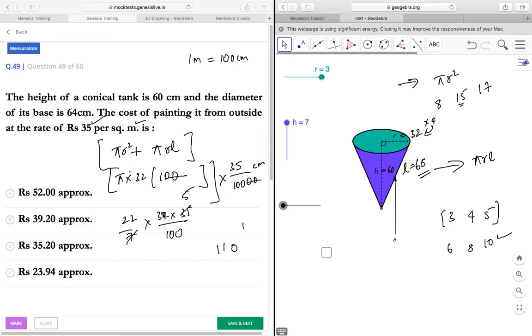110 into 32 is very simple. Whenever you have a multiplication with 11, you just have to write two numbers and in between add these two numbers. So it becomes 3520. 0 is from this 110, right? Well, so that's your solution. The answer is 3520 divided by 100. So it is 35.20. Option C. Hope this is clear. Let's move on to the next one now.